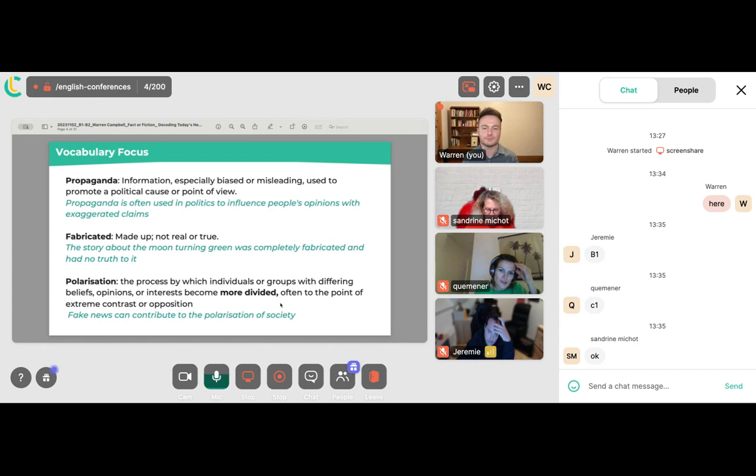Polarization. The process by which individuals or groups with differing beliefs, opinions, or interests become more divided, often to the point of extreme contrast or opposition. Fake news can contribute to the polarization of society. So it's like divided, but more extreme.